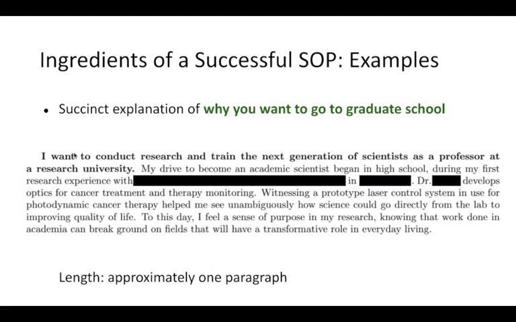So notice that this paragraph begins right out the gate. By the way, in the essay that we drew this from, this is the very first paragraph of the statement. So we come out the gate swinging. The very first sentence is a statement of purpose: I want to conduct research and train the next generation of scientists as a professor at a research university.